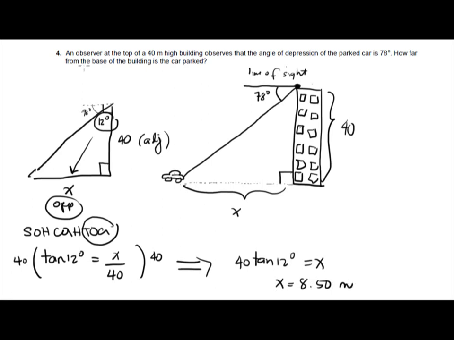So that is the distance of the parked car from the base of the building. Okay, so this is the distance. How far from the base of the building is the car parked? It's 8.50 meters. Okay, so that's it. That's the solution for number 4.